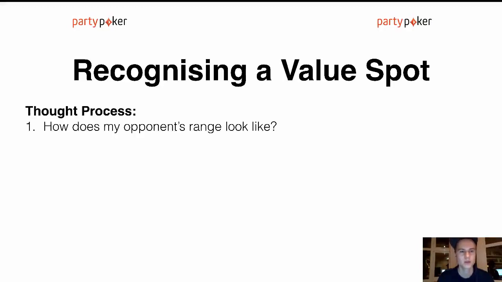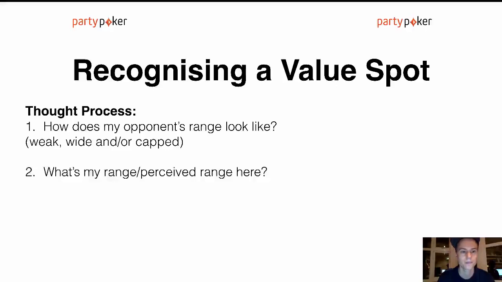The first question to ask yourself is, what does my opponent's range look like? What you're looking for in a value betting spot is to be up against a weak, wide, or capped range, or basically any range where your hand is a big favorite. Which brings us to the second point.